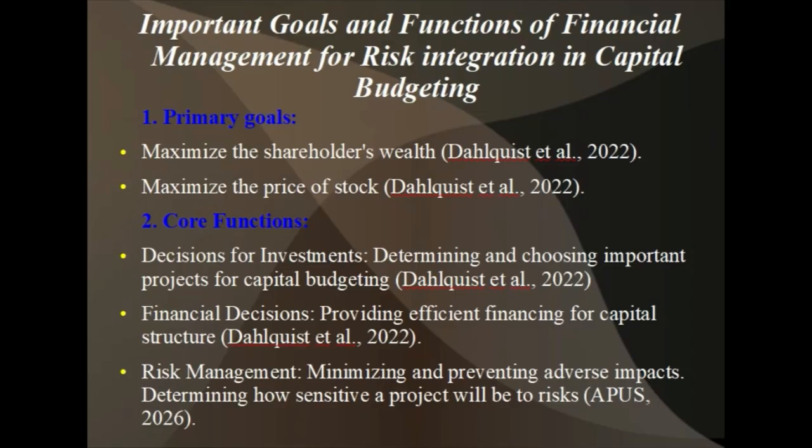Important goals and functions of financial management for risk integration in capital budgeting. 1. Primary goals. Maximize the shareholders' wealth. Maximize the price of stock. 2. Core functions. Decisions for investments: determining and choosing important projects for capital budgeting. Financial decisions: providing efficient financing for capital structure. Risk management: minimizing and preventing adverse impacts, and determining how sensitive a project will be to risks.